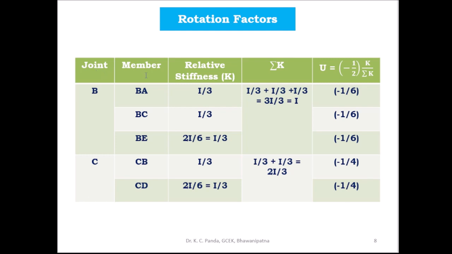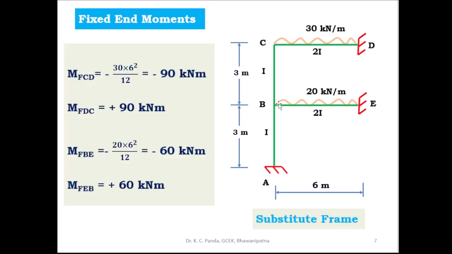Here you take 5 columns. The first column is joint, the second column is member, the third column is the relative stiffness of the member, the fourth column is the relative stiffness of the joint, and the fifth column is the rotation factor. So there are two joints. The first joint is B and the second joint is C.